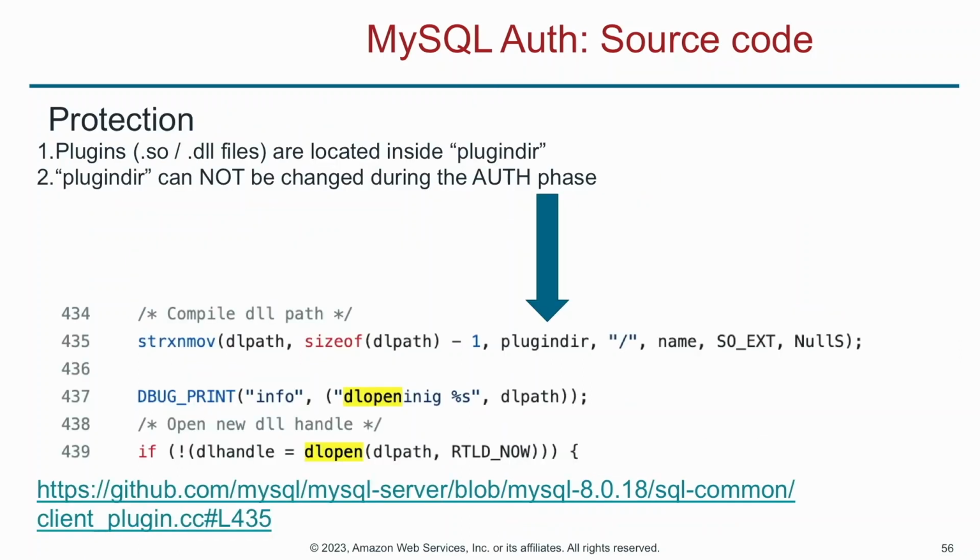So what kind of protections do we have? We have a plugin dir. And plugin dir you cannot change from the server side. You cannot change it from the client side unless you have full control of that, right? So plugin dir is a configuration option, and on the client you need to be able to write to a config file, which we cannot.